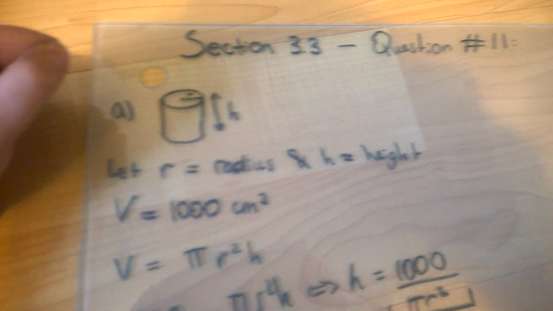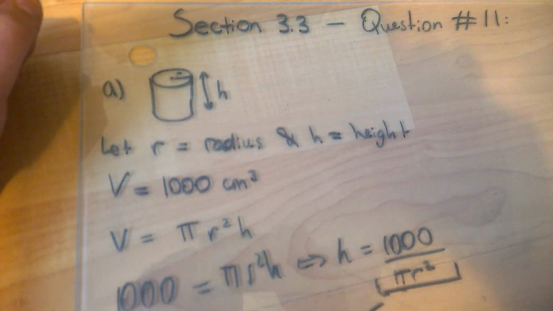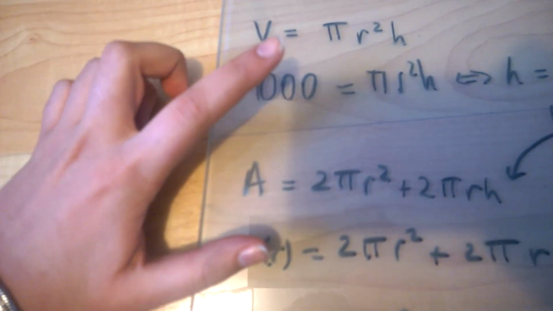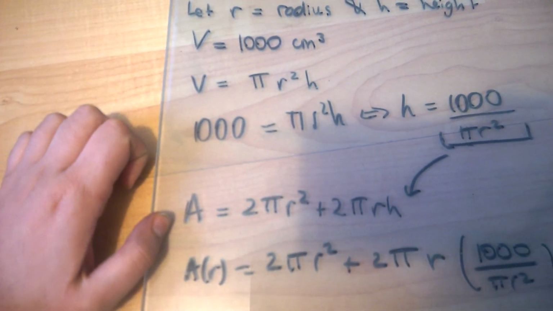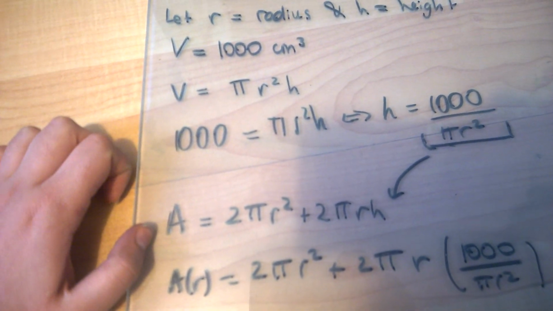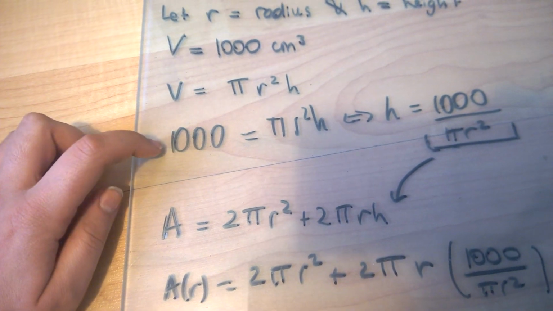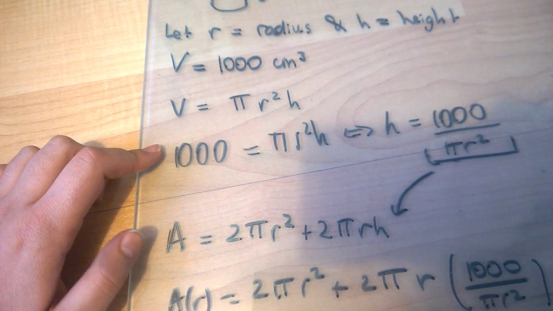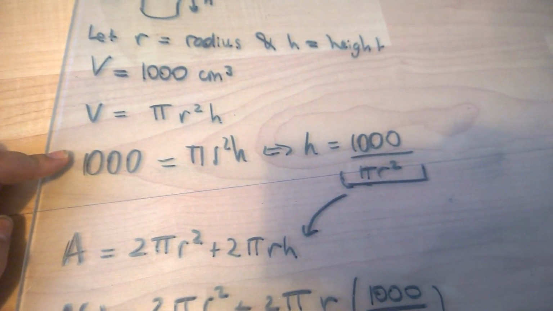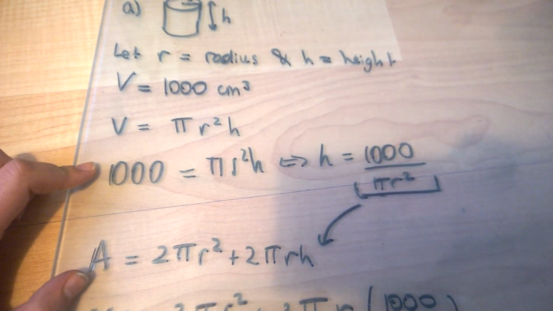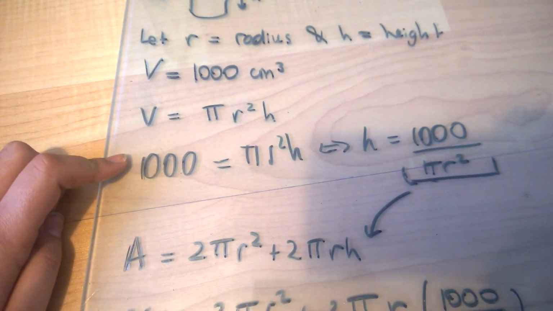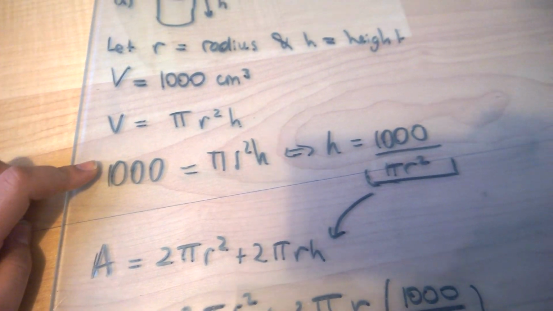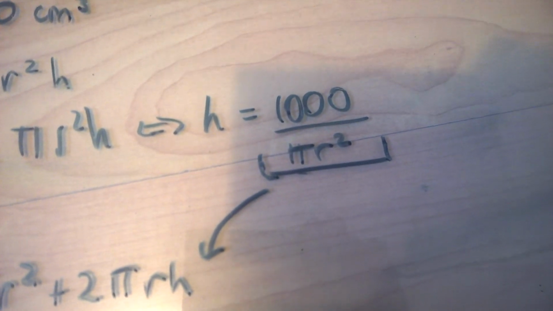So let r equal radius and h equal height, and we get that the formula for volume is pi r squared h, and that the surface area is 2 pi r squared plus 2 pi r times h. Since we have two variables, we have to isolate one of them in order to be able to substitute it into the main function. So we get that 1000 is equal to pi r squared times h, which means that h is going to equal 1000 over pi r squared.